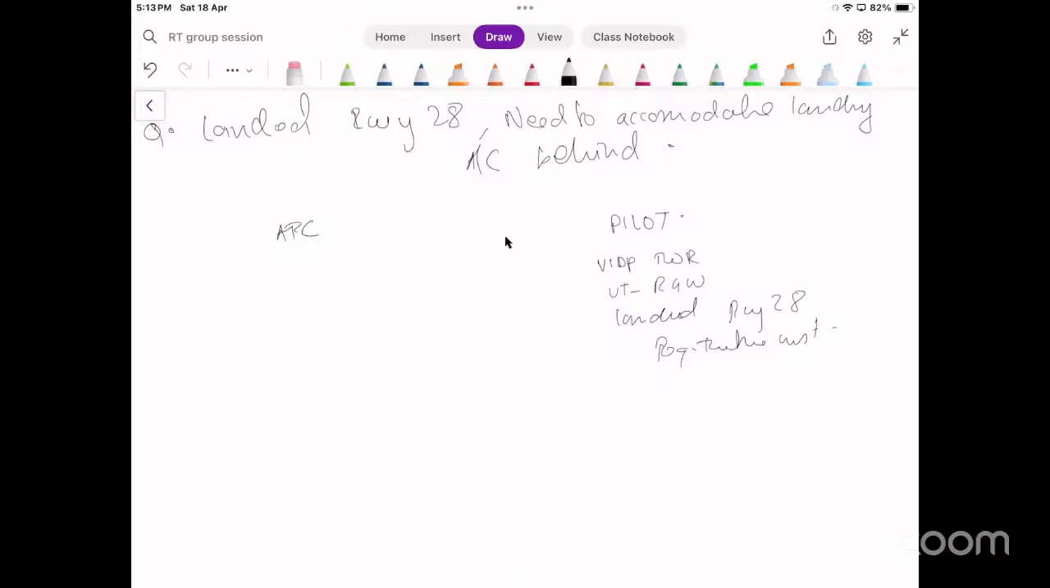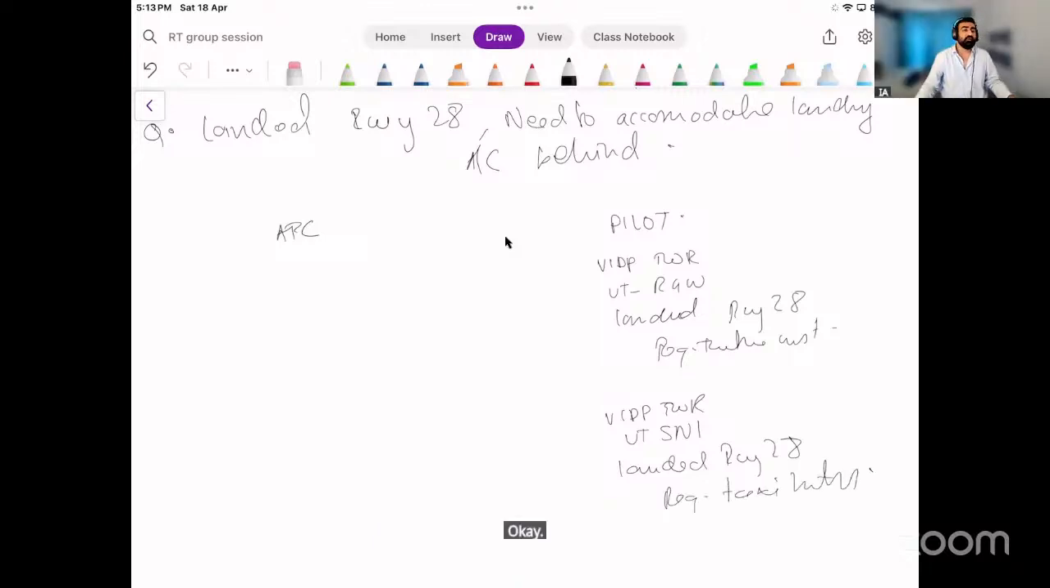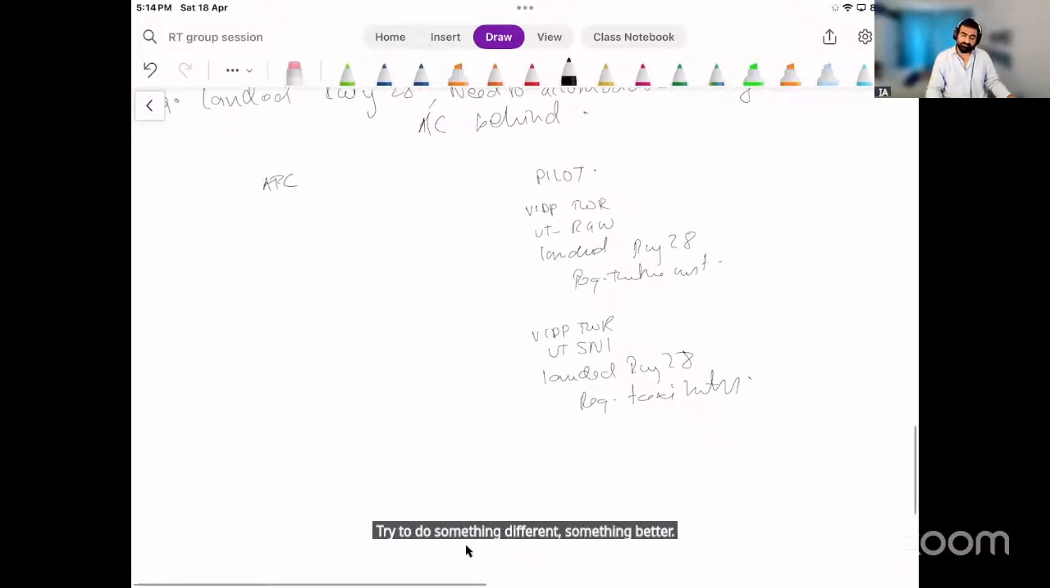Delhi Tower, Victor Tango Sierra November India, landed runway 28, request taxi instructions. Okay, nothing different, nothing much, but okay. Vivan, try to do something different, something better, something out of the box.